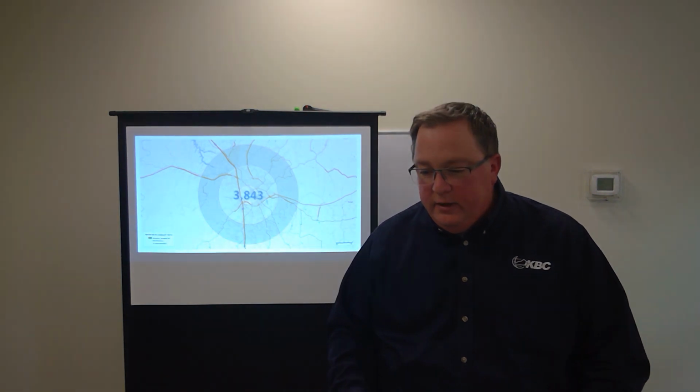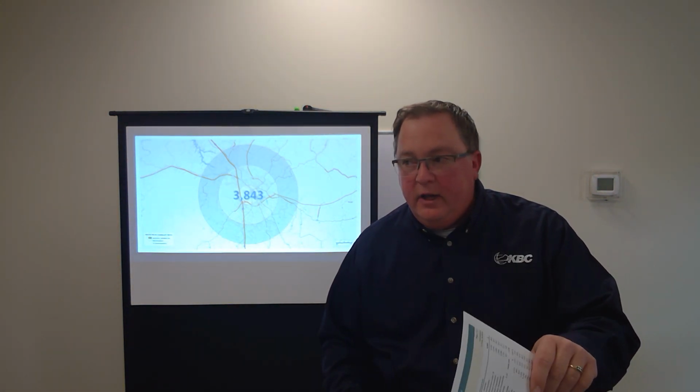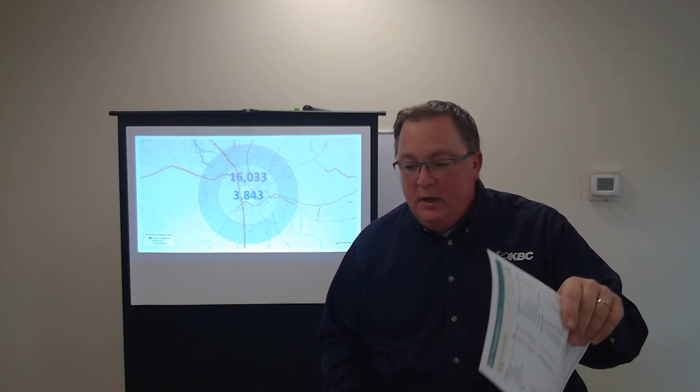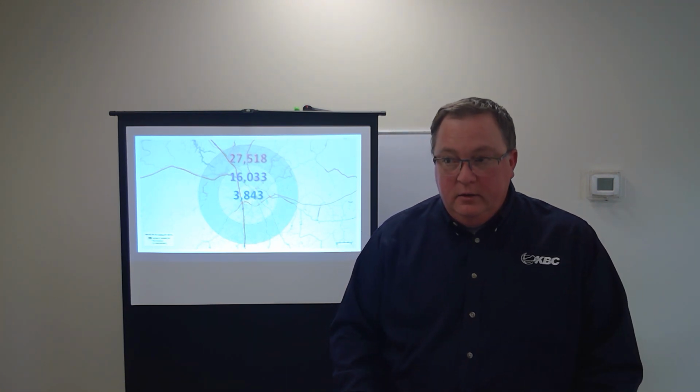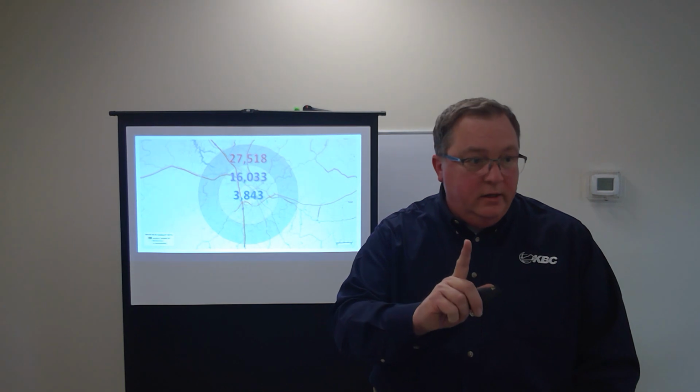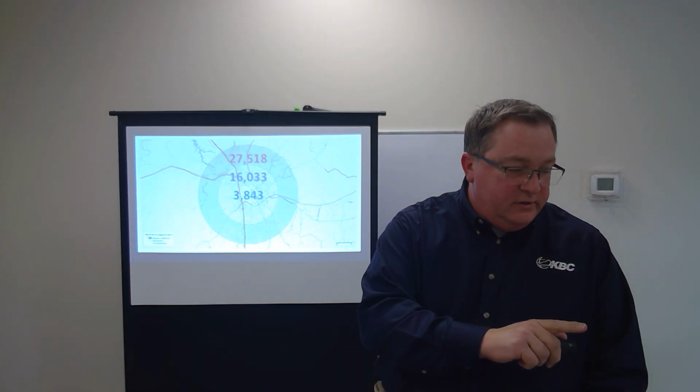So here's what we found out for them. In their 1 mile ring, they had 3,843 people. In their 3 mile ring, they had 16,033 people. In their 5 mile ring, they had 27,518 people within a 5 mile drive of their facilities.